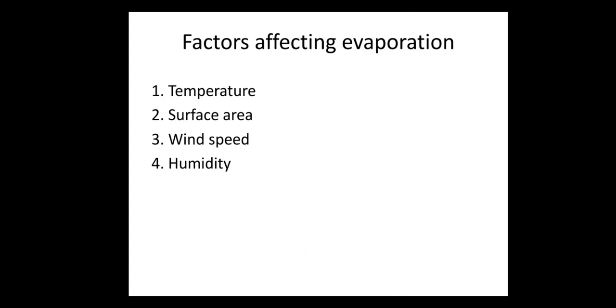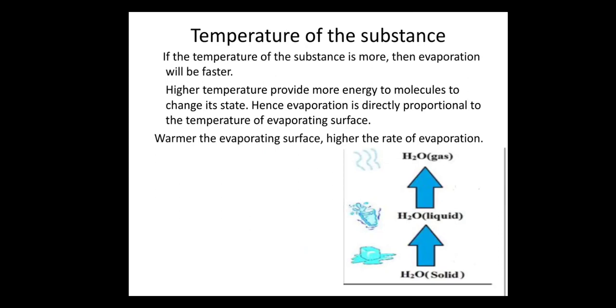Now, factors. There are 4 factors which affect the process of evaporation. Number 1, temperature. Number 2, surface area. Number 3, wind speed. And number 4, humidity. Now let us start with the first factor, that is temperature.